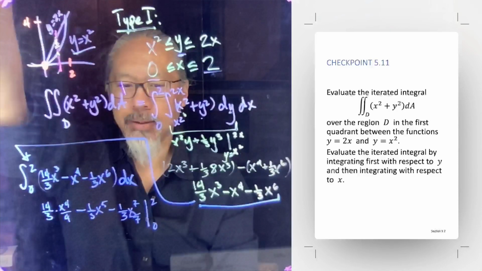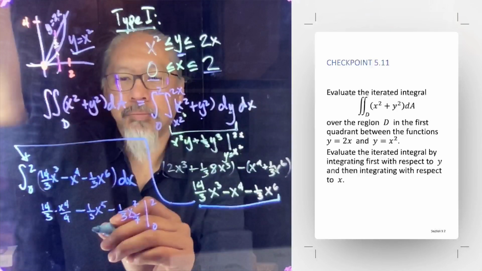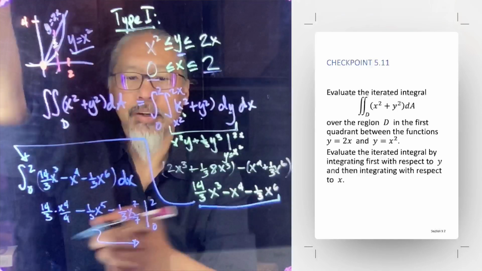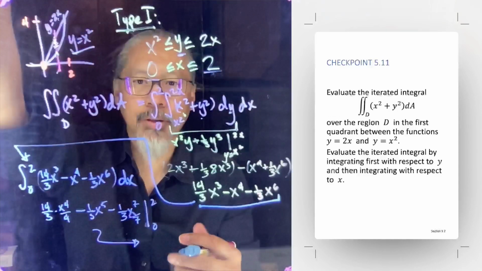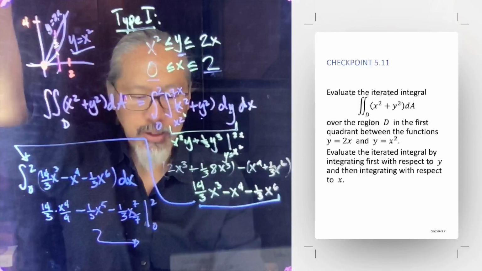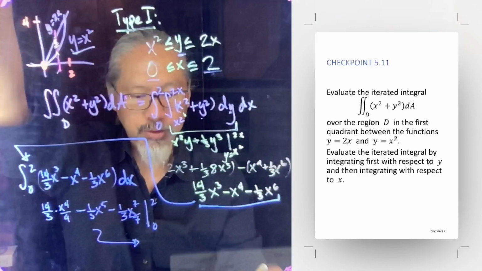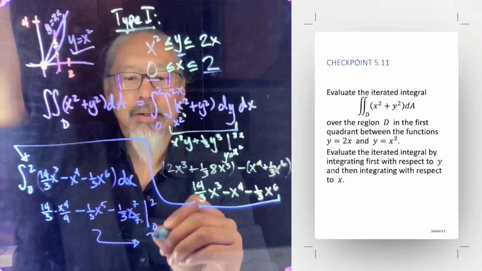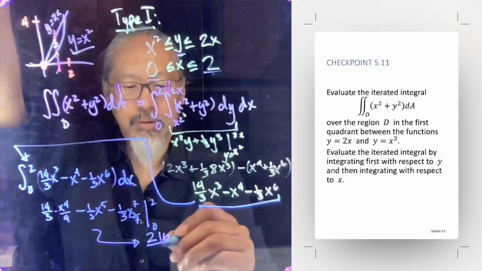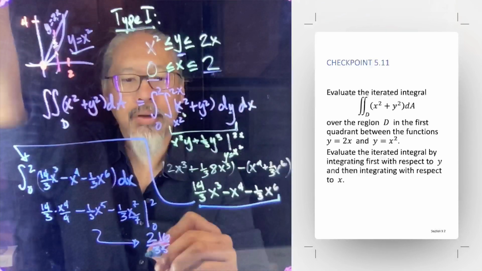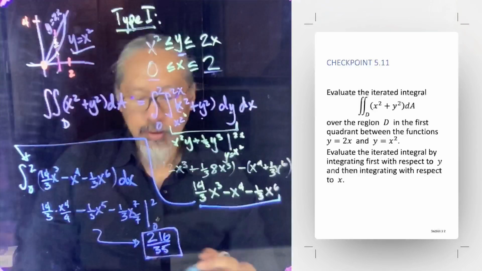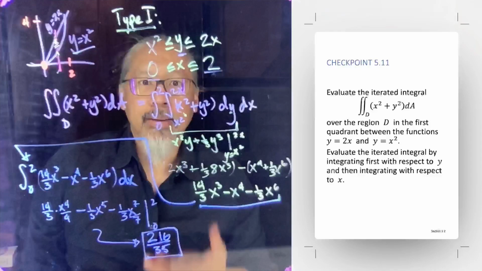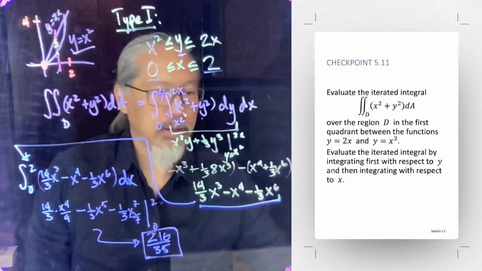So this is just some tedious arithmetic work that we need to plug in. Let me just tell you what I eventually got: 216 over 35 after a little bit of simplifying. Okay, all right, so this is your integral. I hope that helps.